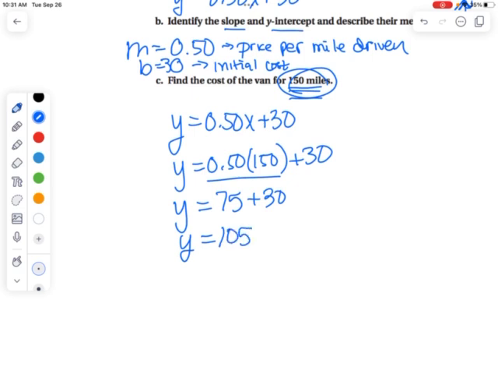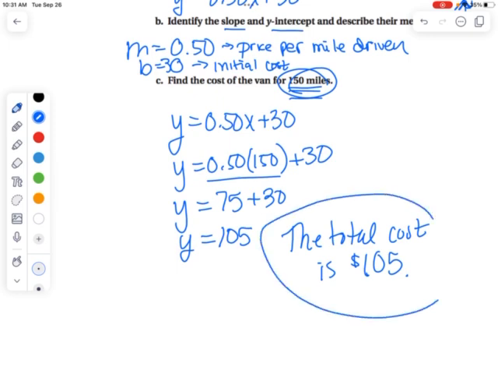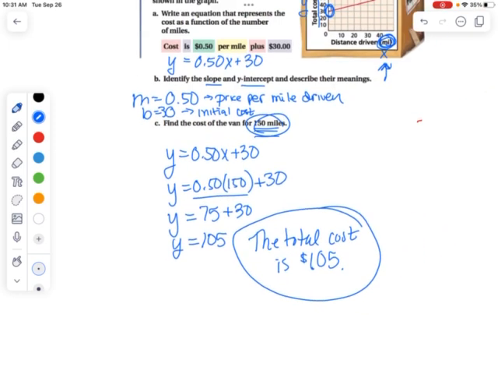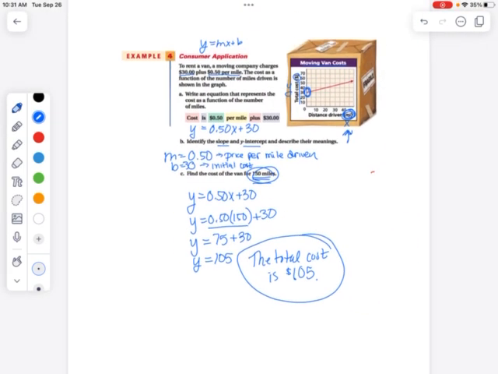Now, when I have a word problem, I should have a word answer. So the total cost is $105. Make sure you have that label. All right, so there's section 5, 6 notes.